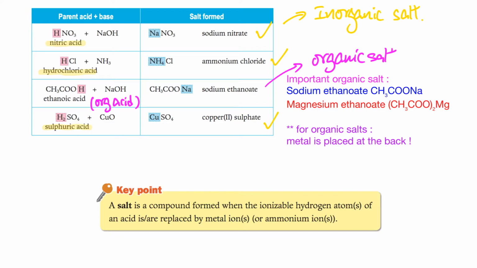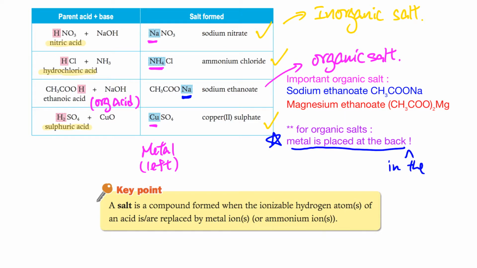So for organic salt, it's a little bit different from the others, because when you look at the salts, normally the metal will be on the left. The metal part will be on the left for normal acid. However, in organic acid, for organic salt, you will find that the metal is on the right hand side. So pay attention to that. For organic salt, the metal is placed at the back in the formula.